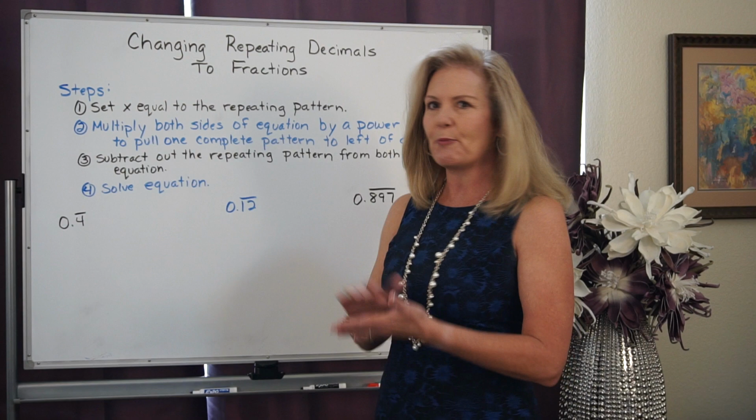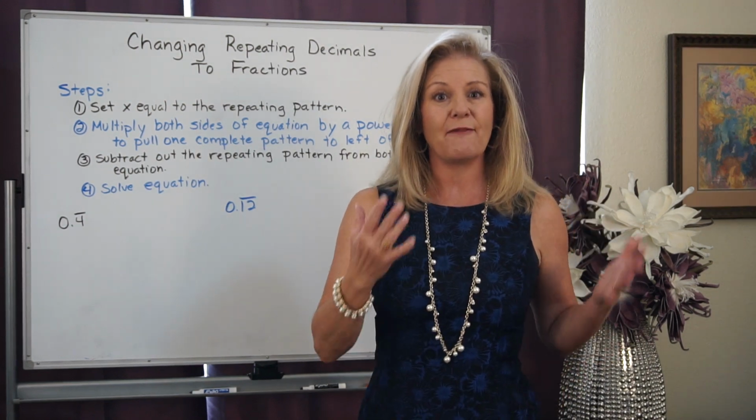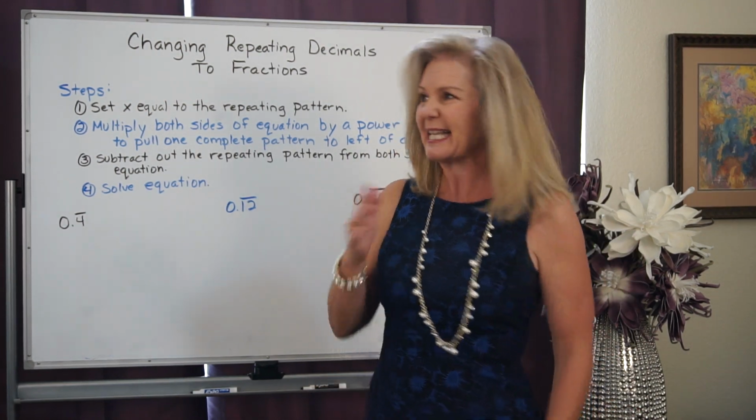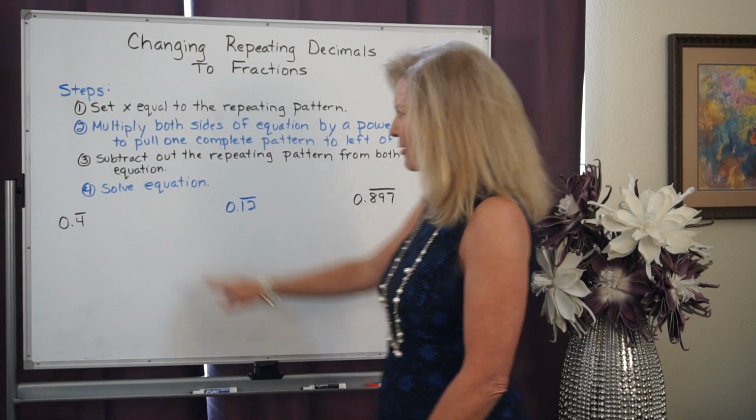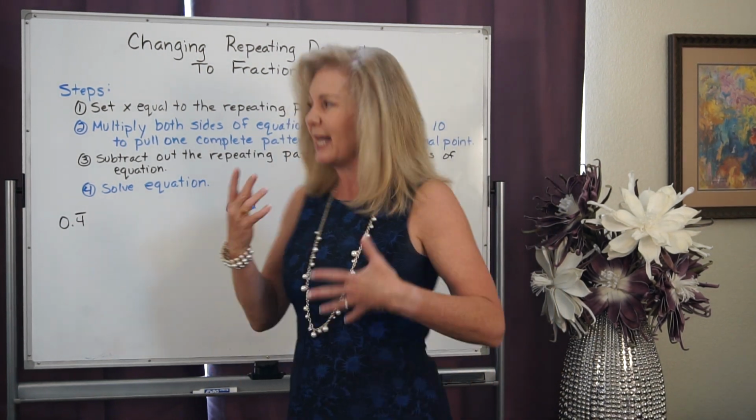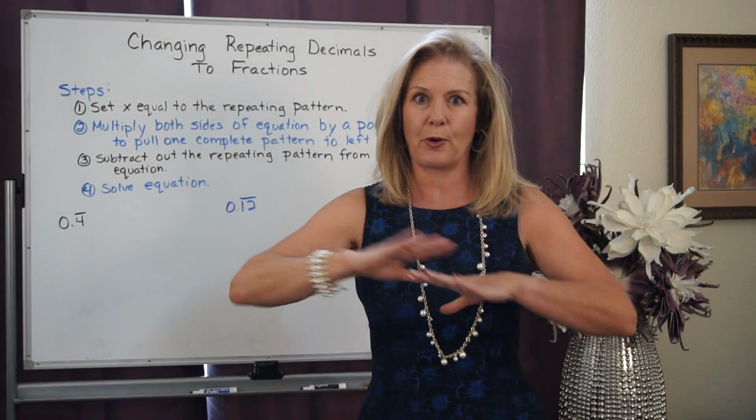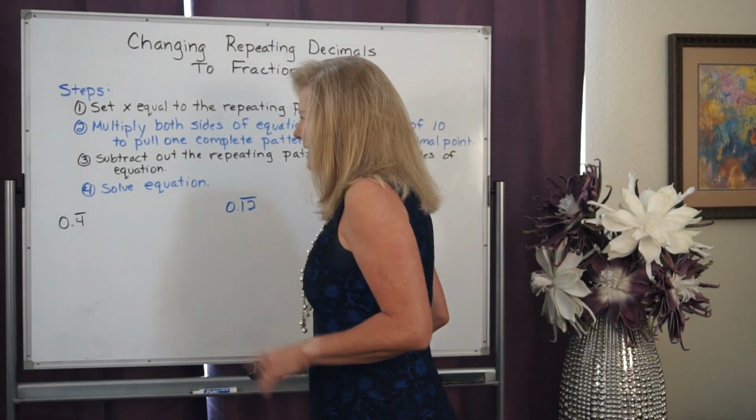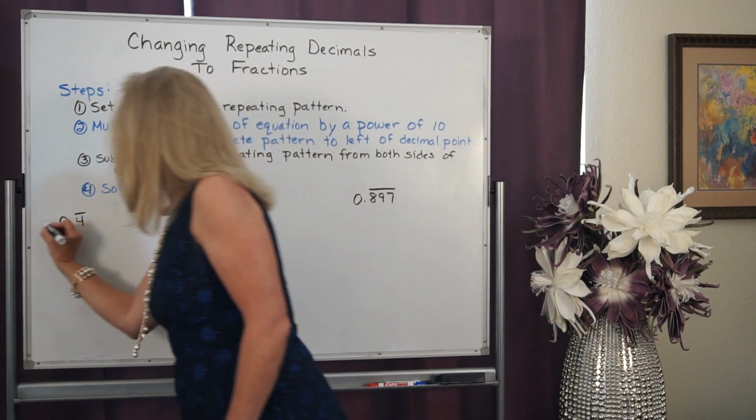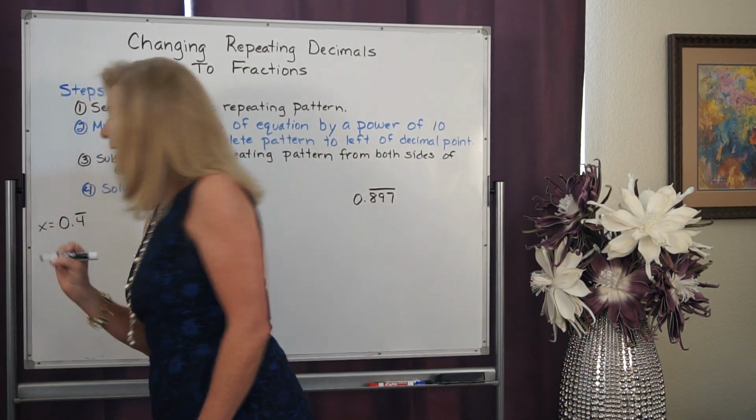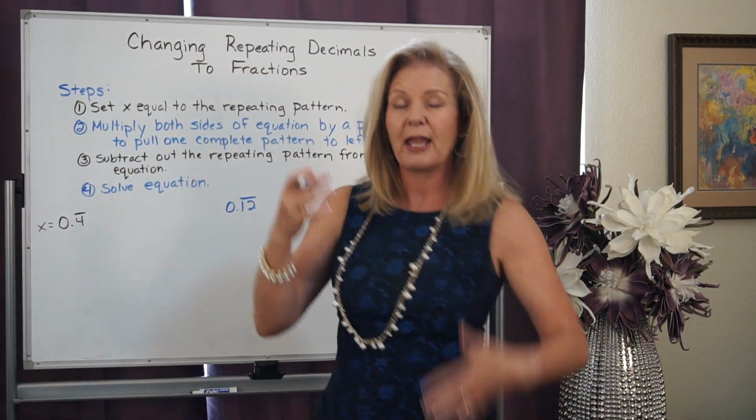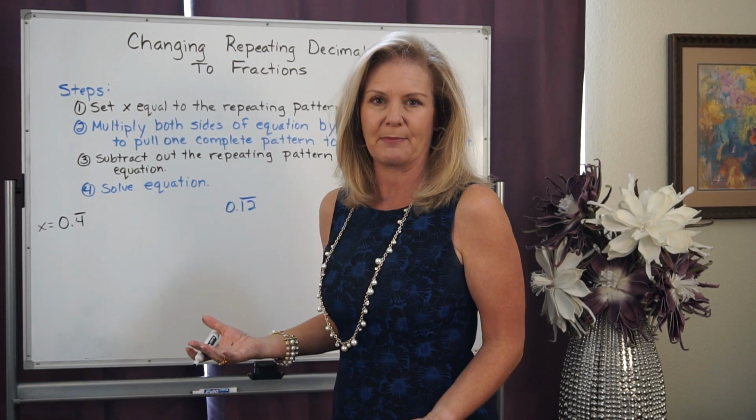If you take a look at step 1, we always have to set a variable, and I always choose x equal to whatever the repeating pattern is. So when I look at this decimal, I see that that repeating pattern is 0.44444 going on forever. So let's start to set up an equation, and I'm going to define my variable x equals that repeating pattern.